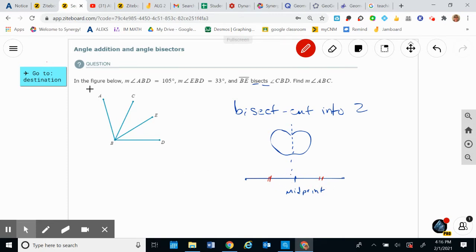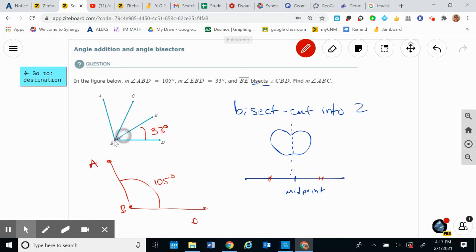All right. So in the figure below, ABD is 105. So this is what I personally do. I typically copy it again, even though they gave it to me, or I write on it. But if I'm taking notes, I'm going to write this down. Okay. A, B, D, correct? A, B, D. And they told us that that is 105. So the total is 105. Measure of EBD equals 33. So let me use this one, 33 degrees.